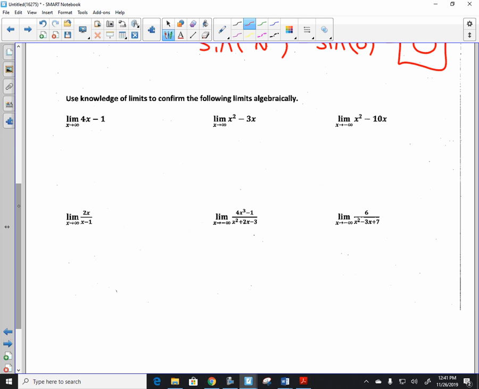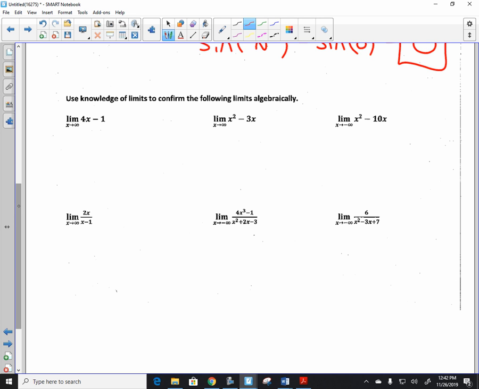Okay. So this is a very, very important process. And what we're going to do right now is use our knowledge of limits. Sometimes what people want to say in this situation is that we use this property where we say, you know what, we're gonna plug in infinity. We're gonna find the limit as x goes to infinity of 4x minus 1.